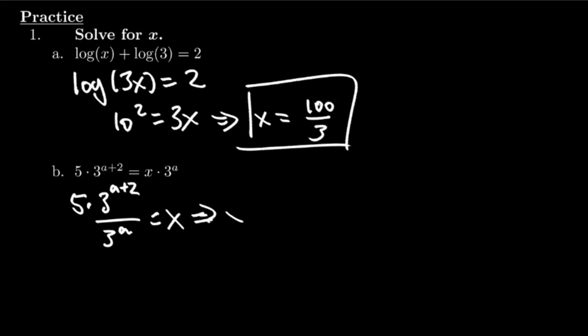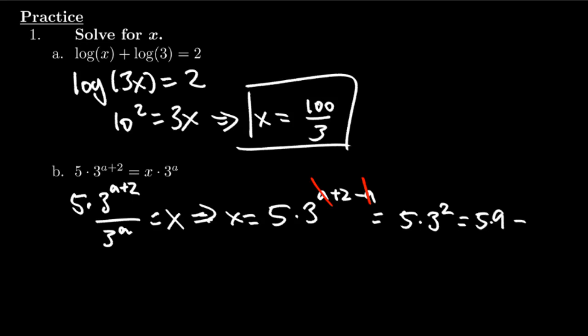So let's simplify a little bit more. We'll get x equals 5 times 3 to the a plus 2 minus a, which is 5 times 3 to the... So the a's are going to subtract out from each other, right? 3 squared. So we have 5 times 9, which is 45. So even though we had some random little variable looking thing over there, if you actually use the properties of exponents, you'll notice that you will be able to cancel this out at some point.